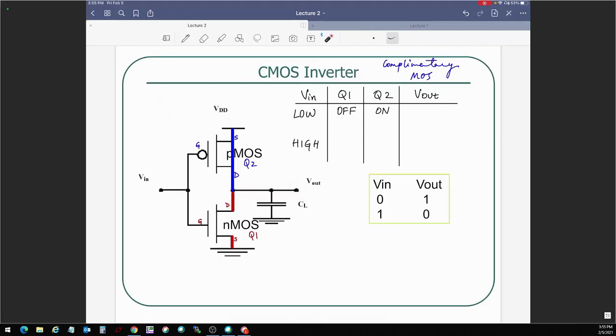It will be VDD minus VDS, sure. So VDS we are going to ignore. I'm ignoring the on resistance of the transistor. But so if I ignore VDS, then it is going to be VDD, right? High.